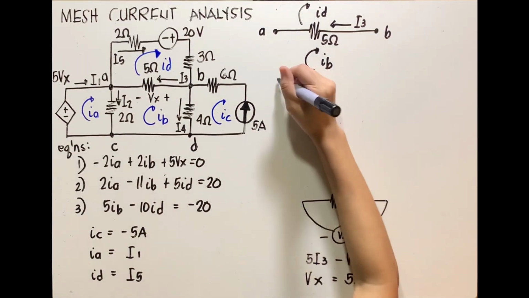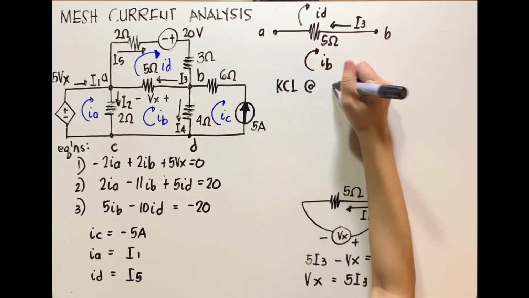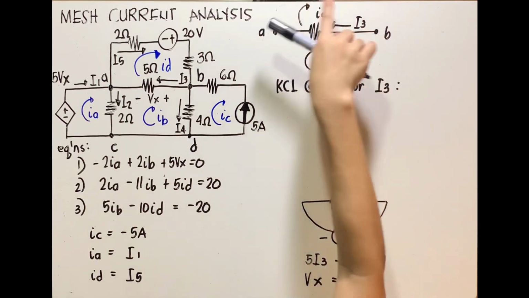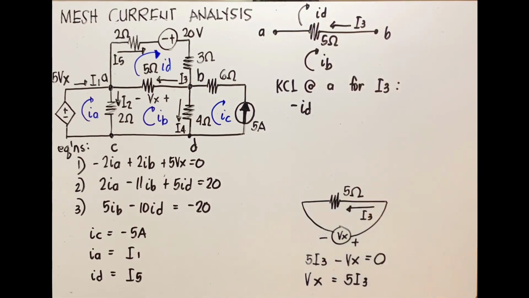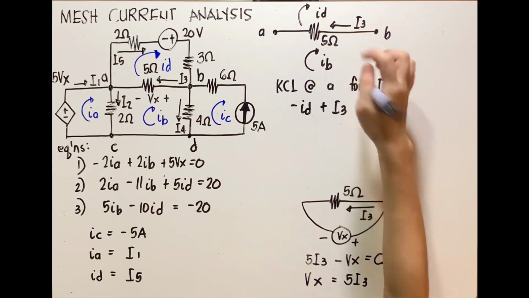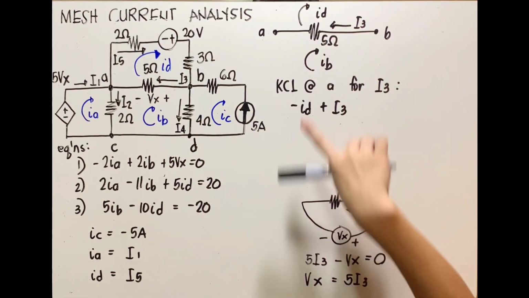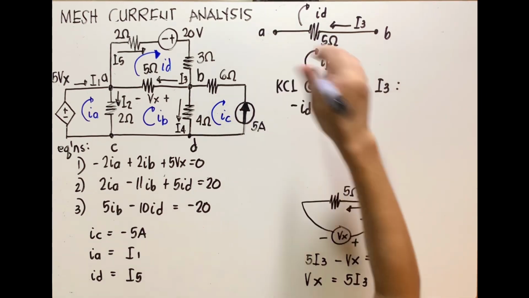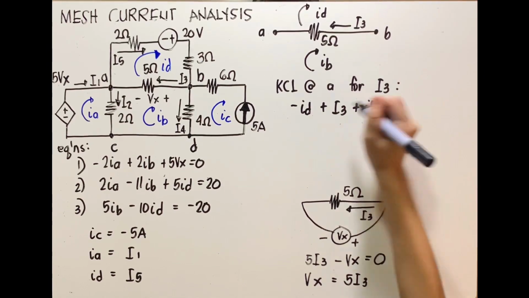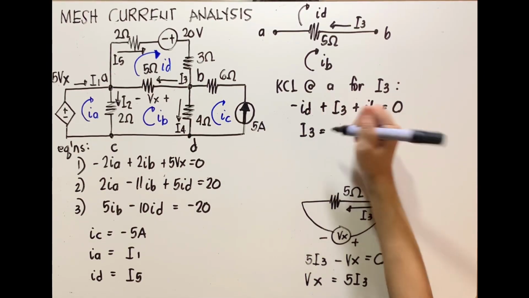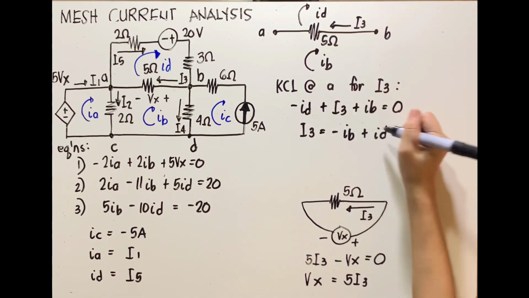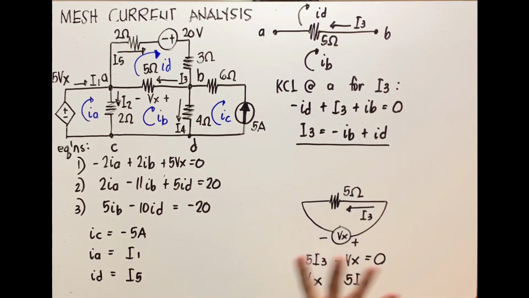Diba? So, let's say we KCL at A for I3. And it will show that ID is leaving. Diba? And then you get positive I3 which is entering node A. And then IB is entering. So plus IB, equate that to 0. And it would appear that I3 is simply equivalent to the negative of IB plus ID. Okay?